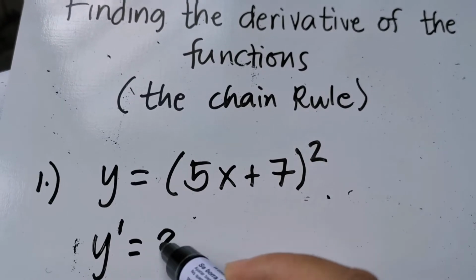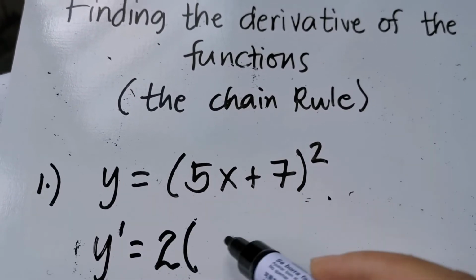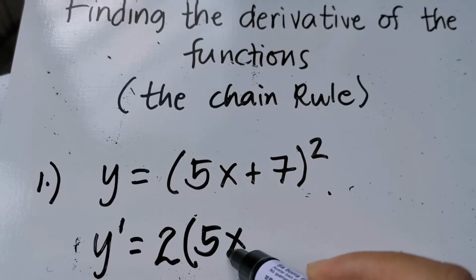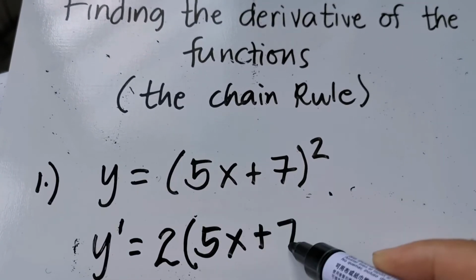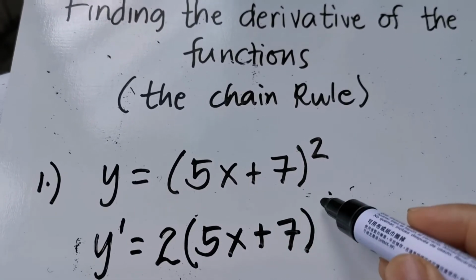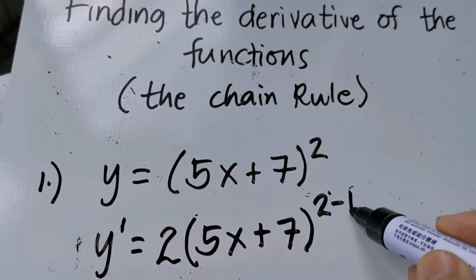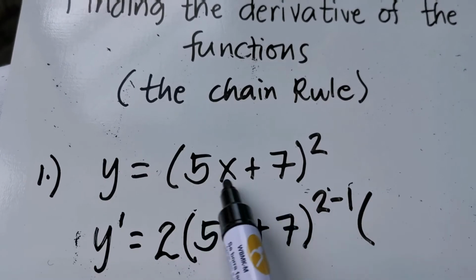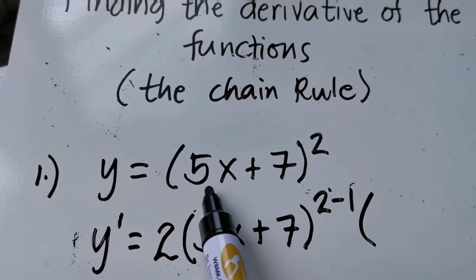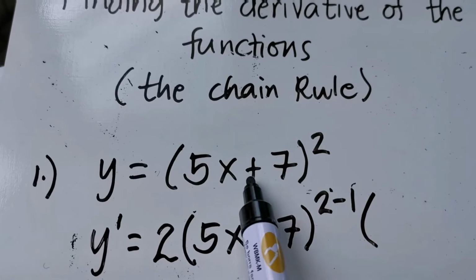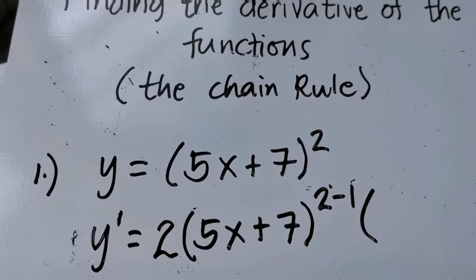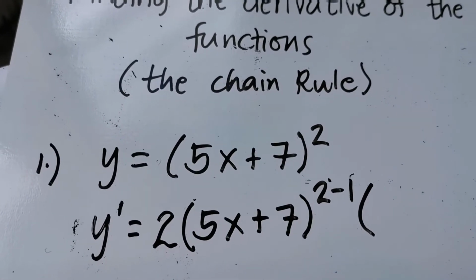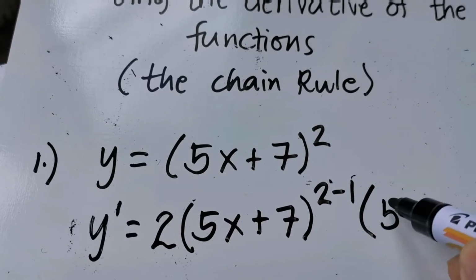So we have 2 times 5x plus 7 raised to 2 minus 1, times the derivative of the inner function. Our inner function is 5x plus 7, and the derivative of 5x plus 7 is 5.